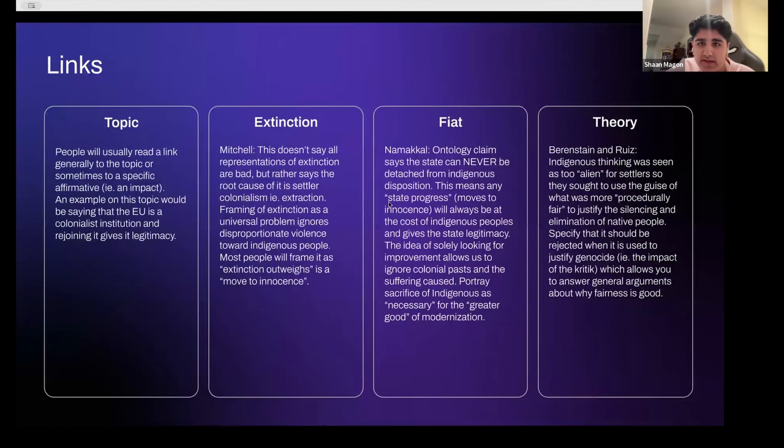The next part of the argument is the links. These are just saying why what you have done and your research are bad and support this settler colonial structure. So I've listed a couple of different types of links. There's obviously more, but these are the most basic ones you'll see in the debate. The first is the topic link. You always see one of these.